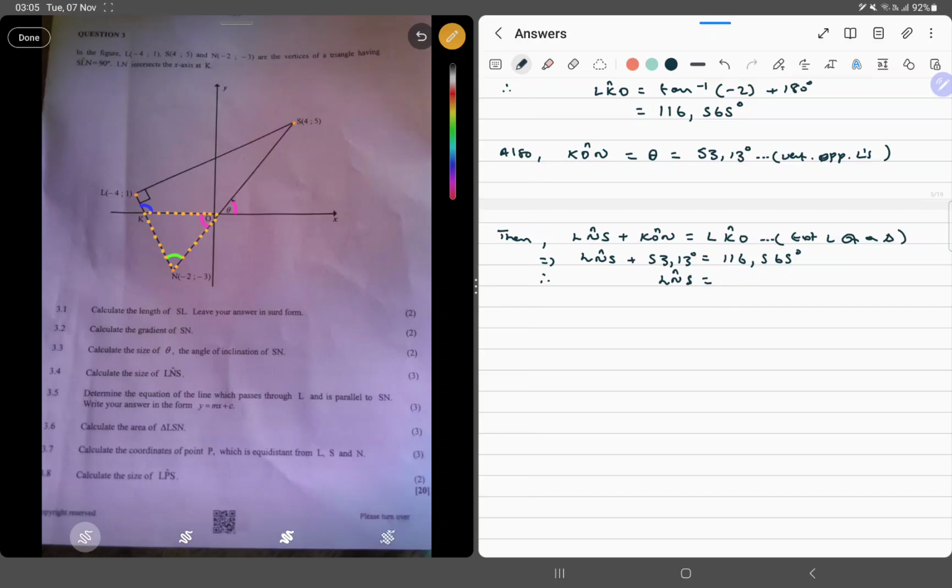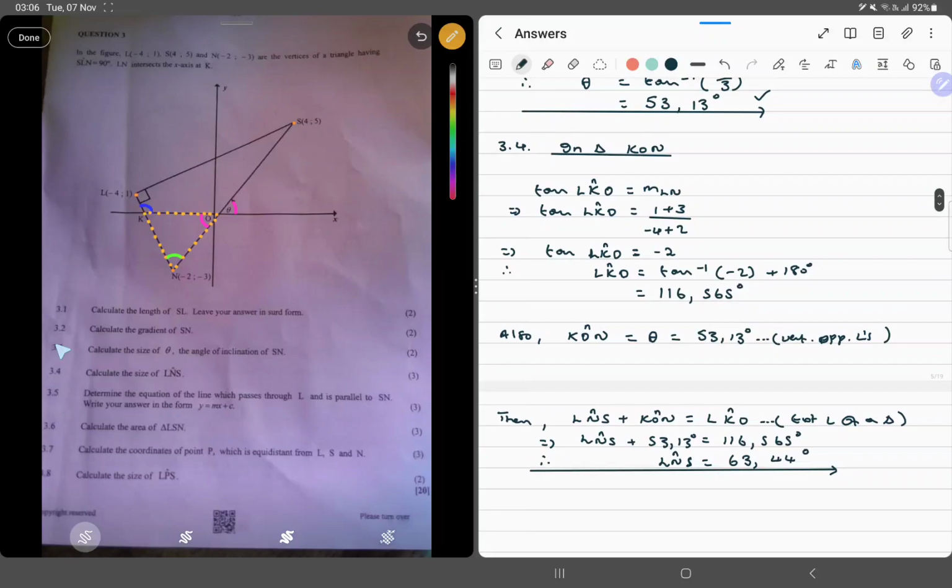Then we can make our conclusion that our LNS is going to be the difference of 116,565 degrees minus 53,13 degrees. This gives us 63,44 to 2 decimal places. That should be the answer. Okay, good. So that solution is done.